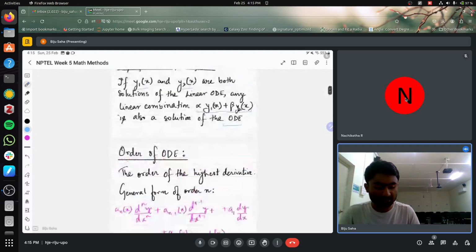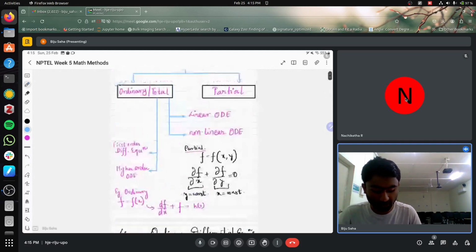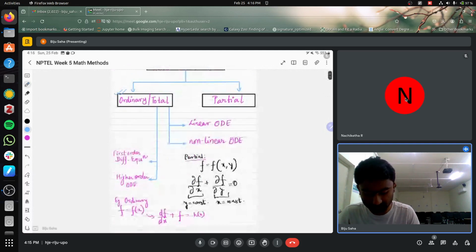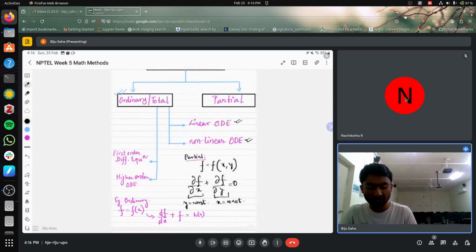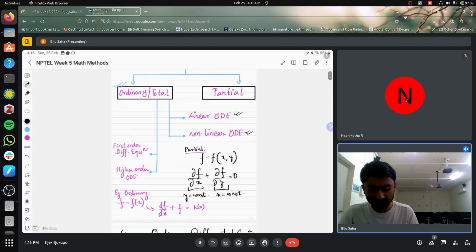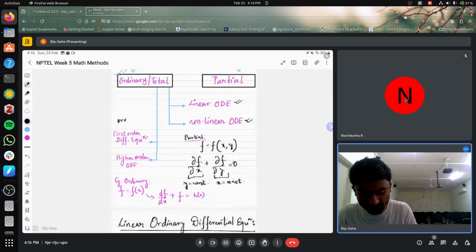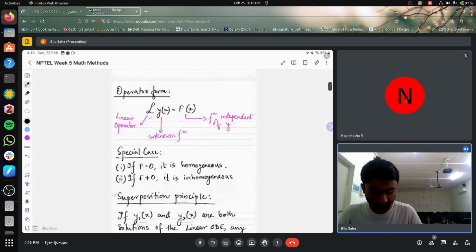Now, since I started with the classification given here, so far I have discussed these two categories, linear ordinary differential equations and non-linear ones. Now let me come to the classification based on the order. So this classification is based on the order. What is meant by the order of a differential equation?